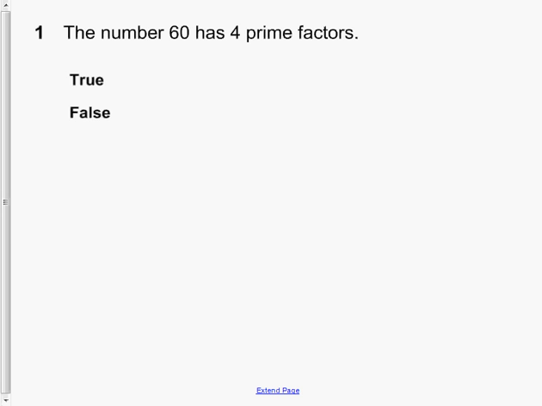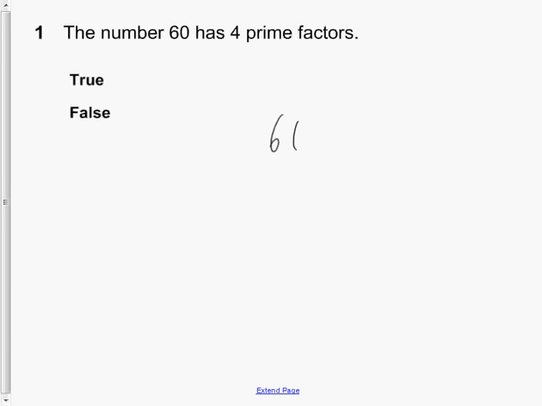This is your last practice test for the Pythagorean relation chapter. There are 15 questions. Your test is tomorrow, Wednesday, fourth period.